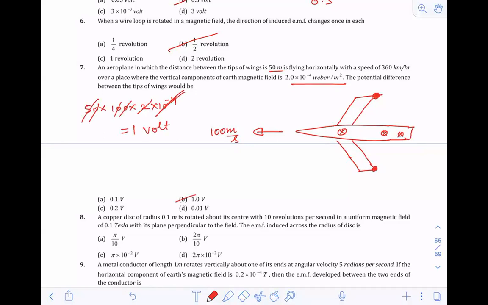Is it okay? 1 volt will be the correct answer. Option B. Okay. 50 into 2, 100 into 100, 10 to the power plus 4 and 10 to the power minus 4. So it becomes 1 then. Why are you people doing wrong in multiplying the things?